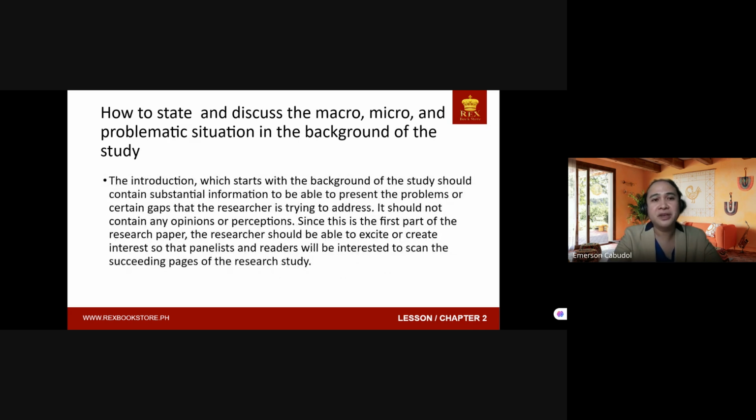So the researcher identifies and assesses the problematic situation, seeking to uncover previously unaddressed facts to inform analysis and potential solutions. The introduction, this is the beginning with the background of the study, must provide significant factual information to highlight the problems or gaps that the researcher aims to address. It should be objective and engaging, capturing the reader's interest and encouraging them to explore the rest of the research. There are two essential things that we are looking for. Number one, the statistical information, and number two, the authoritative statements coming from authoritative sources.